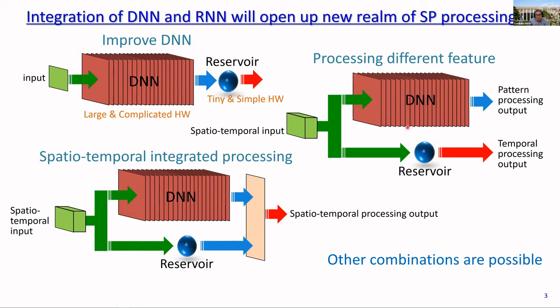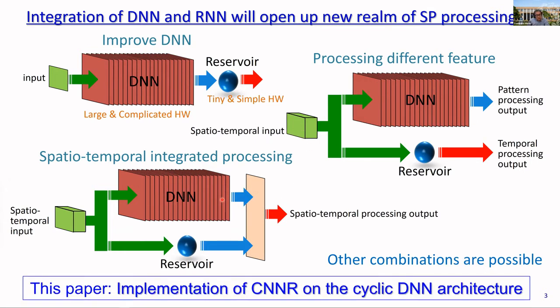And in this one, we use two of them in parallel and put the same input to those networks, but after that we can get different features of the spatial temporal input pattern processing, temporal processing. In addition, if we use another neural network to combine those outputs, we will get some result for spatial temporal processing of the spatial temporal input. So this may give us a novel spatial temporal integrated processing machine. Of course, other combinations are possible, but anyway, the integration or combination of those two will have some advantages.